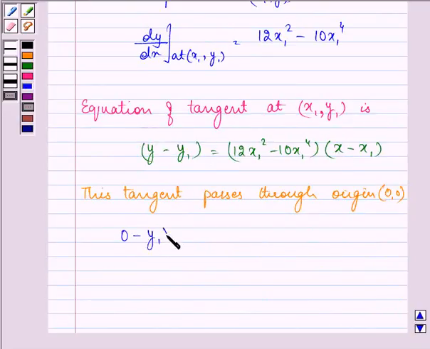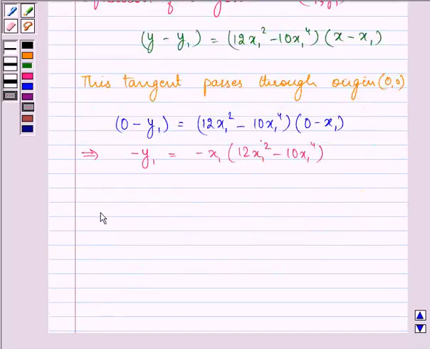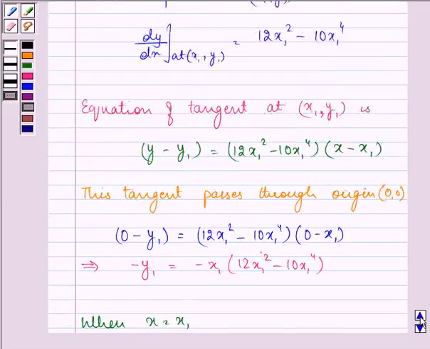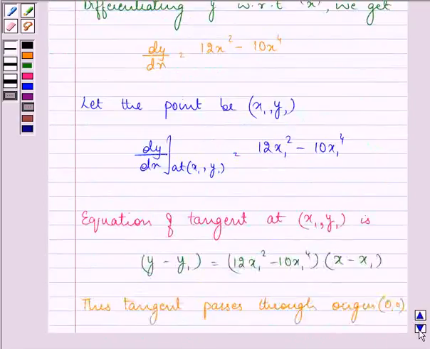So we have 0 − y1 = (12x1² − 10x1⁴)(0 − x1). This implies −y1 = −x1(12x1² − 10x1⁴). Now, when x is equal to x1, the value of y was 4x1³ − 2x1⁵. We have substituted x as x1, so the value of y becomes 4x1³ − 2x1⁵. This is what we have written over here.